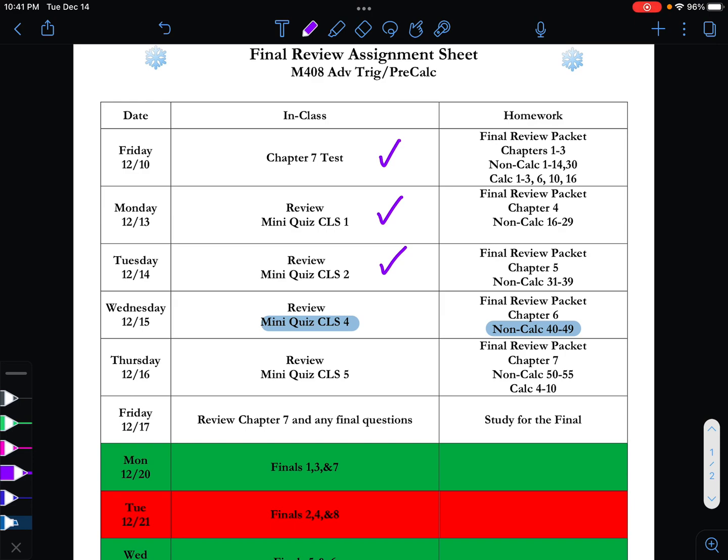We are looking at our identities today. You're going to take your mini quiz on identities, and then your homework tonight is the non-calculator part, just 40 to 49, looking at our inverse trig option. So we're narrowing it down, just getting close to the end. Hopefully you guys are doing okay.